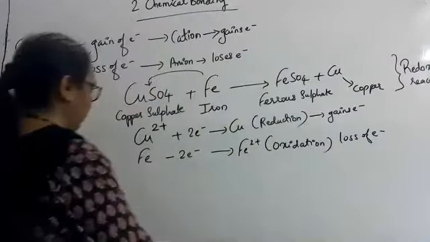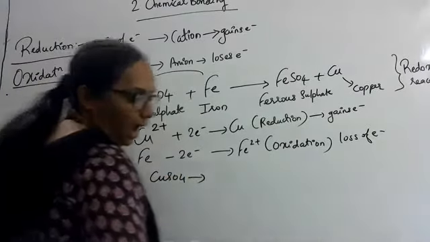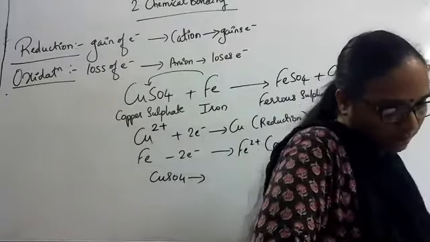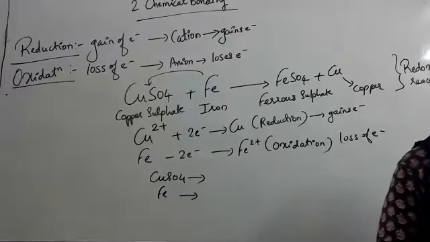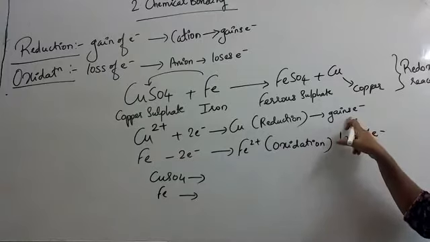And right, we have copper sulfate and we have iron. So which is the oxidizing agent and which is the reducing agent? Ma'am, reducing is the copper and iron is reduction. See, copper sulfate, what is it doing? It is gaining electrons.